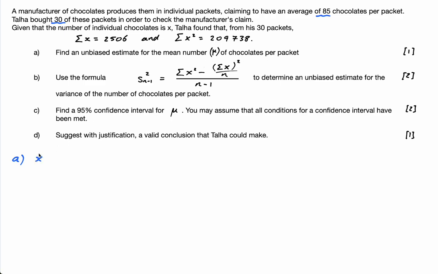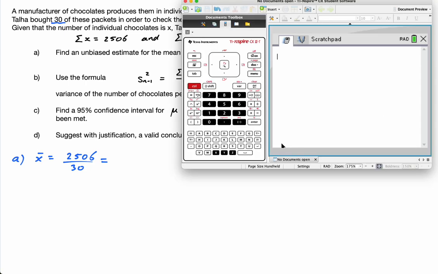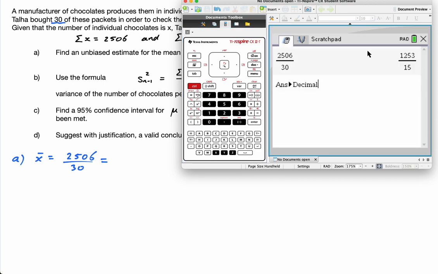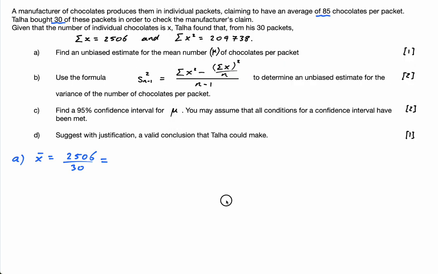Okay, the unbiased estimate for the mean is easy. It's just this 2506 divided by 30. It's the total over 30. It is an unbiased estimate. The mean of the sample is an unbiased mean for the full population. So this is, and let me get my calculator out, 2506 divided by 30 gives me 83.5333.